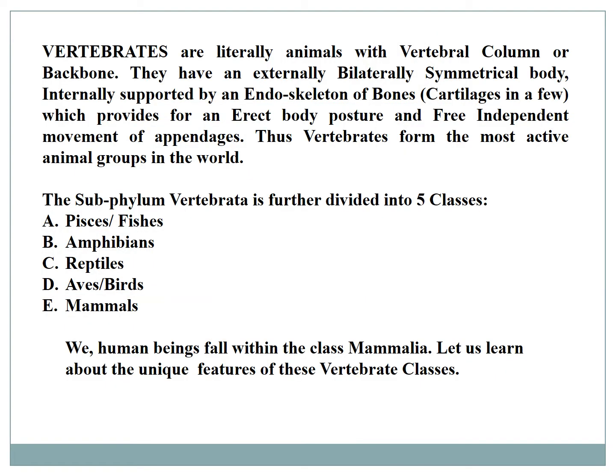Vertebrates literally means animals with vertebral column or backbone. That is, they have a rigid support of bones within their body which allow the free movement of their body parts. That is why the vertebrates are the most active form of animals in this world. Vertebrates have a bilaterally symmetrical body and they are divided into five classes.